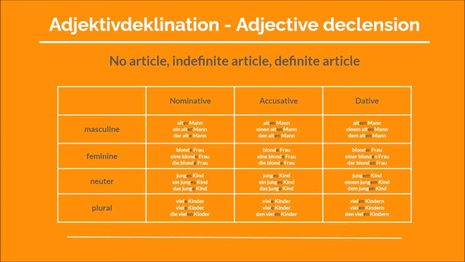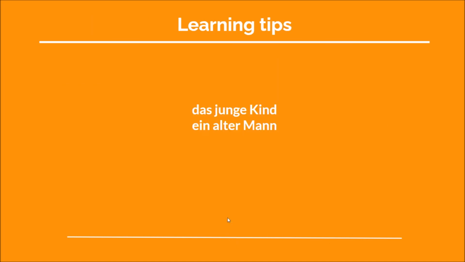To sum it up, we can see in this table the different endings of the adjectives for the nouns that have no article, then the indefinite article, and then the definite article. I think it's really hard to practice the endings by just having a look at this table. What I would rather recommend to you, so this is a learning tip for you, ein Lerntipp.